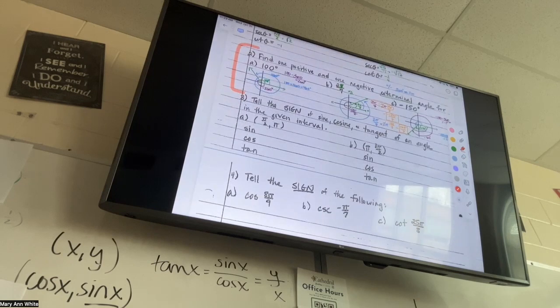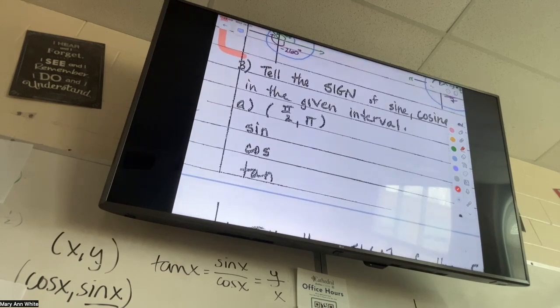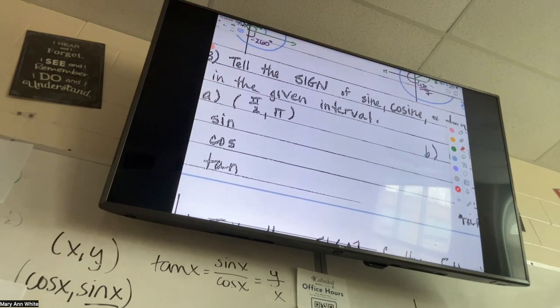Okay, this says tell the sign of the sine, cosine, tangent of an angle given in any interval. So this first one says between pi over 2 and pi. So I'm gonna look at my quadrants. What quadrant is in between pi over 2 and pi? Not the first one, 2. We're talking about everything in quadrant 2.